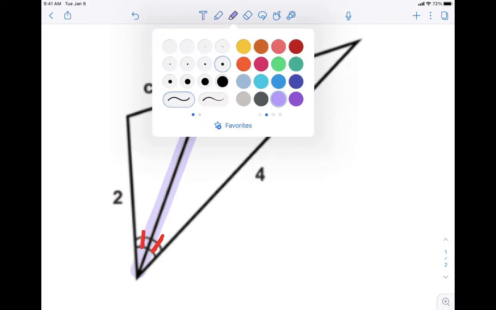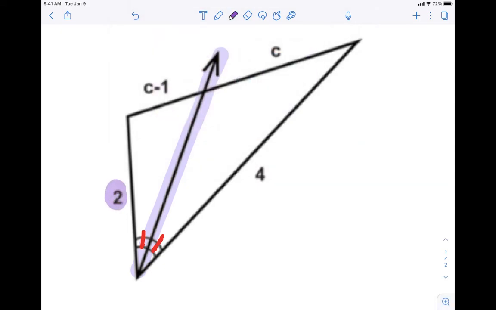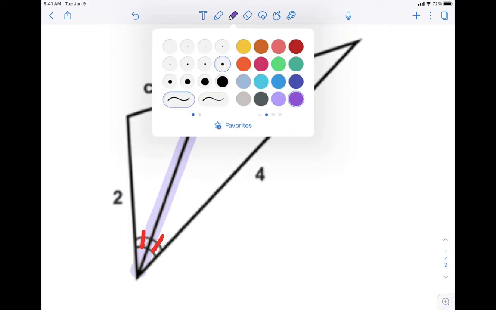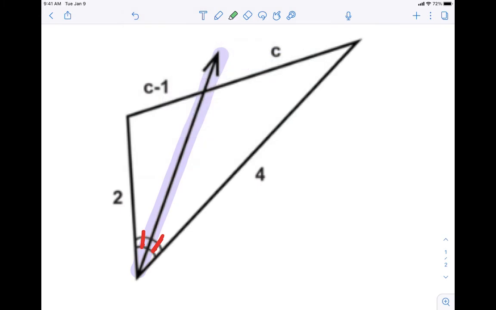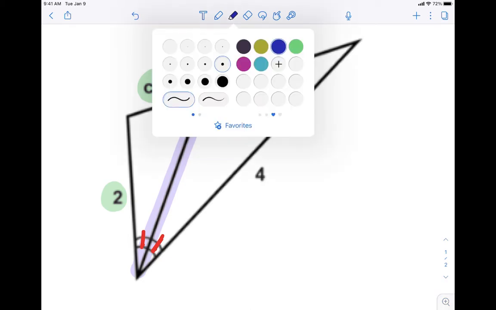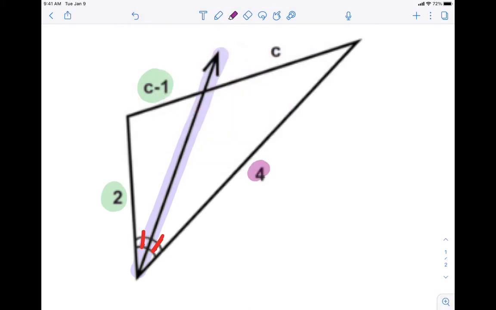So let's start highlighting. Let me pick purple this time. Actually, you know what? No, I don't want to confuse anyone by doing the same kind of color. So let's go green. So this 2 has a relationship with this c minus 1. And this 4, no good, let's go this one. This 4 has a relationship with this c here. Okay?